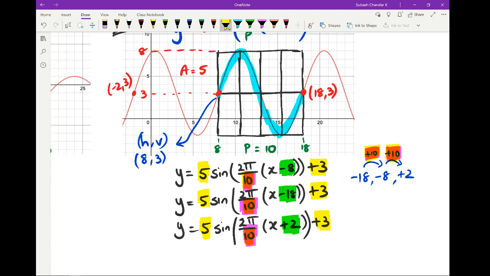All right. Are we happy with this, or do you guys want to do another sine graph question? Or do you want me to show you how the cos one works?